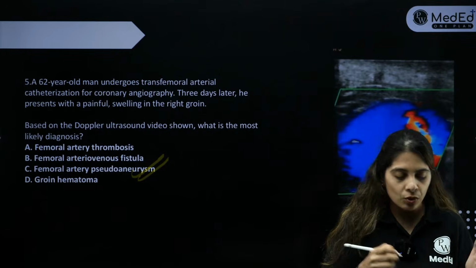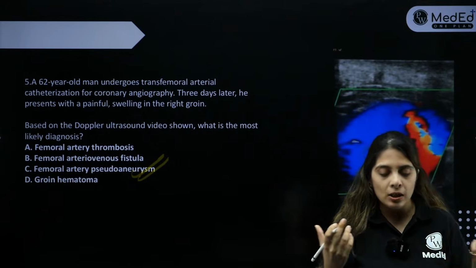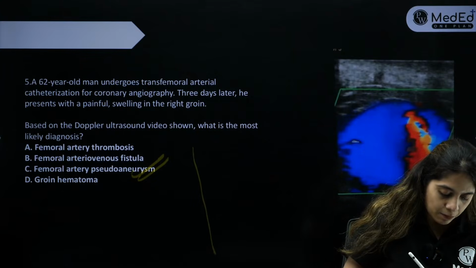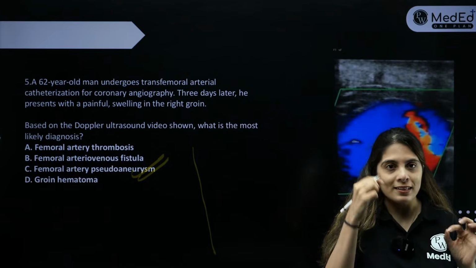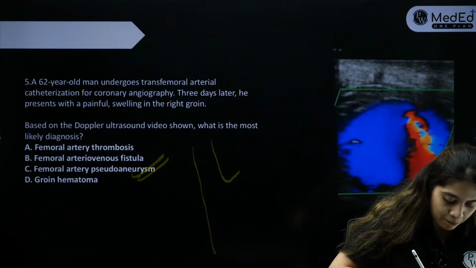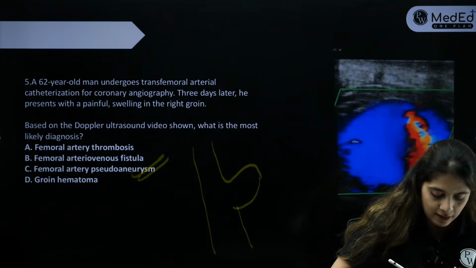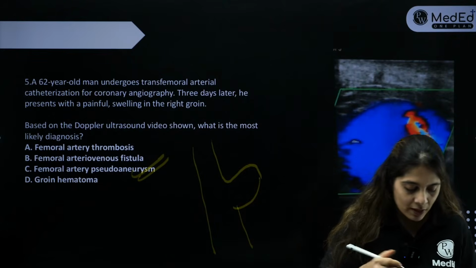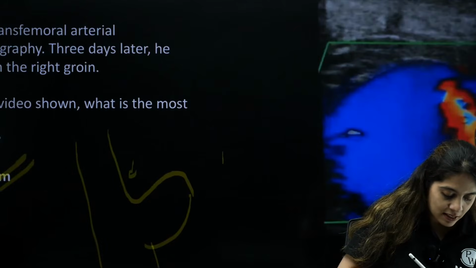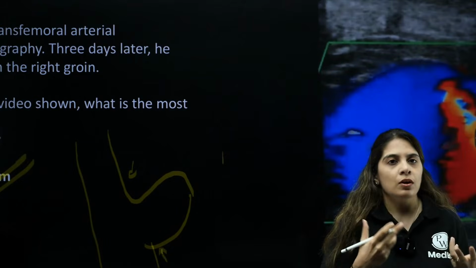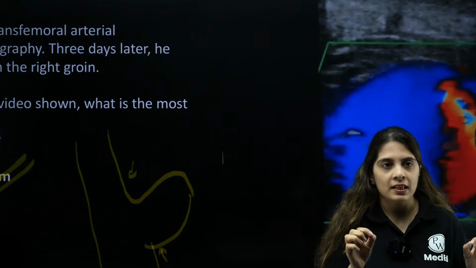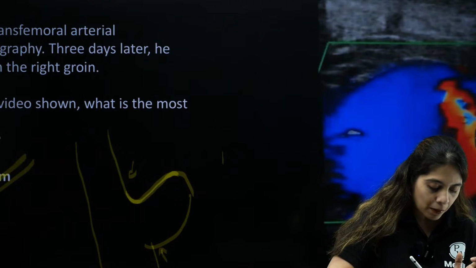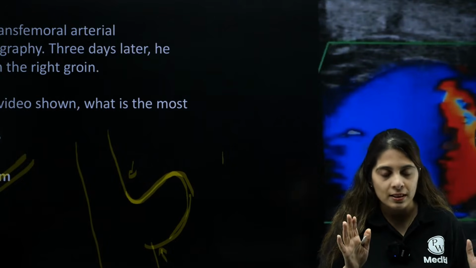So what happens in the femoral artery, and why are you able to see this particular Pepsi sign? Supposing in this case there was a femoral artery where catheterization has been done. What you are seeing over here is that the adventitia is going to be damaged because of the invasive procedure. Because of this, there is an outpouching that has developed, and a pseudoaneurysm has formed.